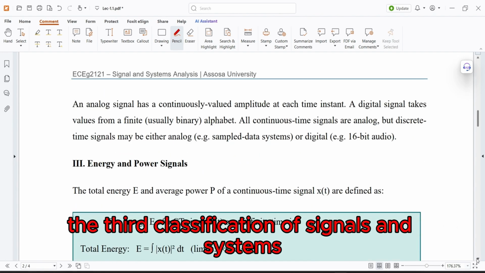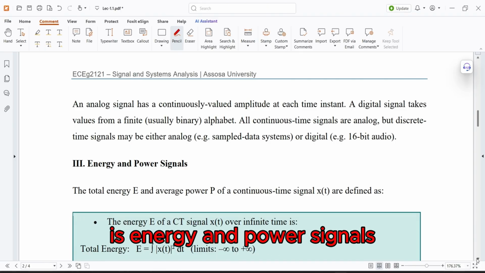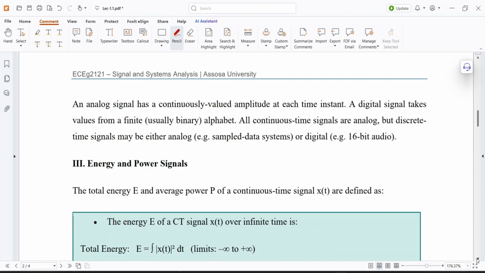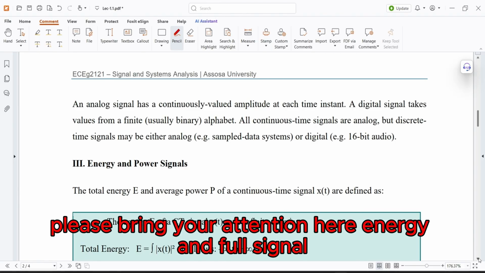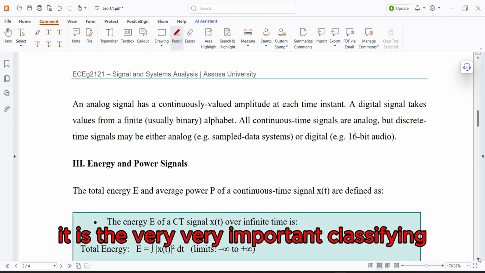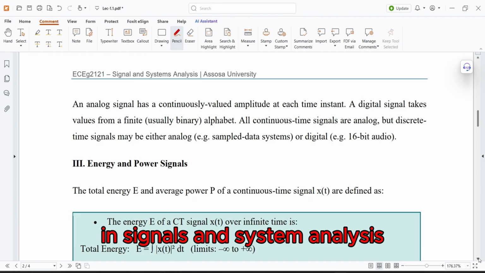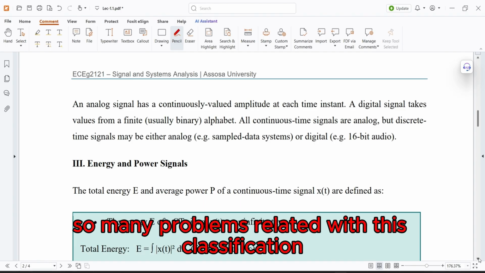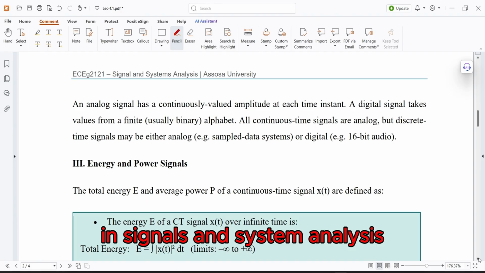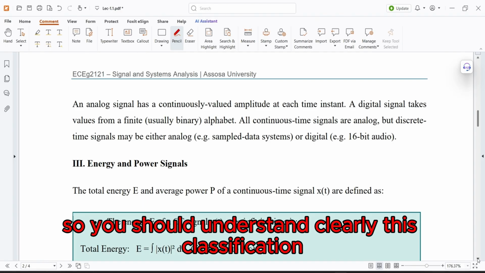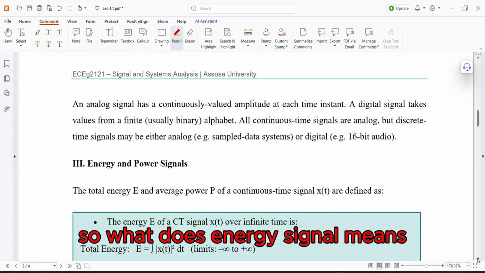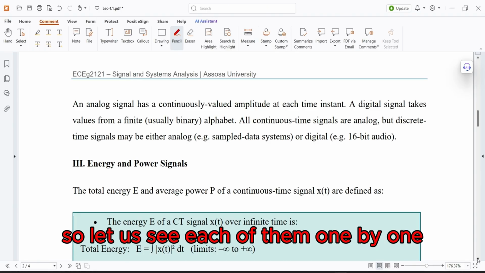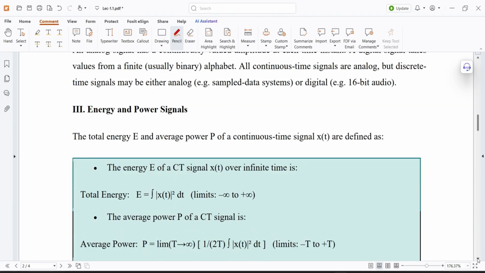The third classification of signals and systems is energy and power signals. Please bring your attention here. Energy and power signals is a very important classification in signals and systems analysis. You'll face so many problems related to this classification in signals and systems analysis. So you should understand this classification clearly. So what does energy signal mean and what does power signal mean? Let us see each of them one by one.